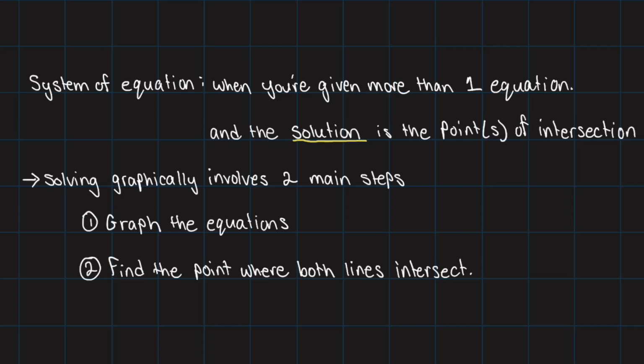So, what exactly is a system of equations, or a system of linear equations more specifically? That is basically when you are given more than one equation, you have to find the solution. And the solution is the point of intersection, or the points of intersection, between those equations. So solving graphically normally involves two main steps: you graph the equations and then you find the point where both of those lines intersect, and that is your solution.